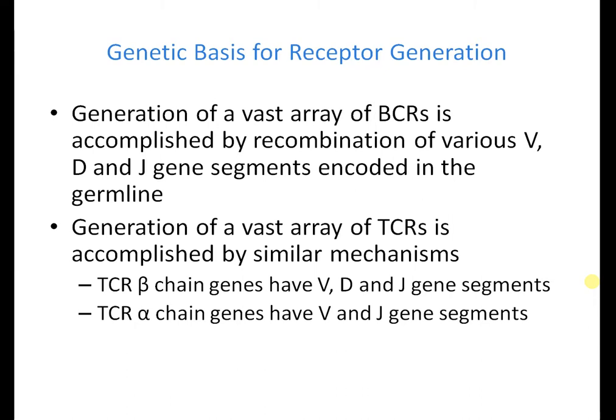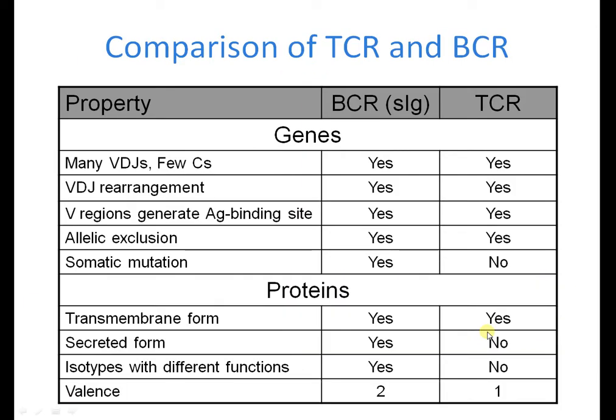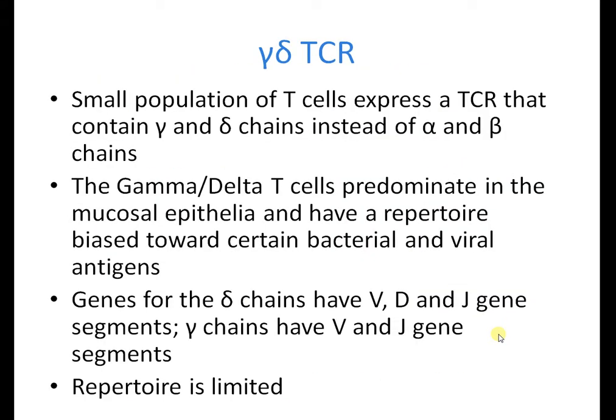TCR beta genes have V, D and J gene segments. This shows the organization and arrangement of the T cell receptor germline, the V, D and J segments, and the RNA and DNA formations, how transcription and rearrangement occur. Now a comparison of the BCR and TCR. This shows how the proteins are formed from the V, D, J and constant regions. Then the gamma delta TCR.